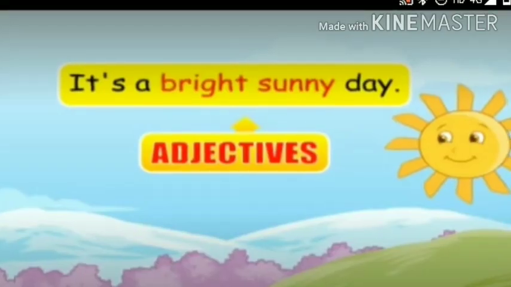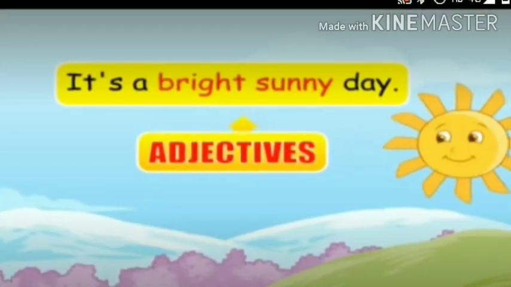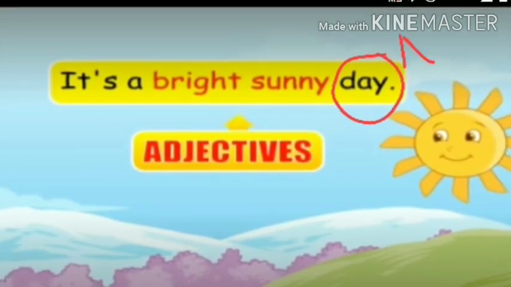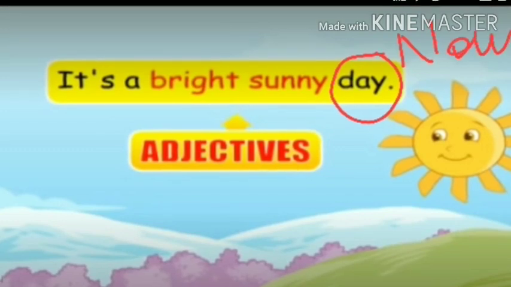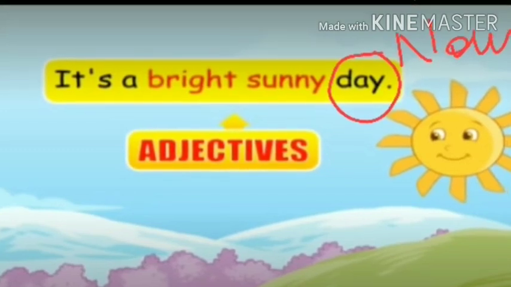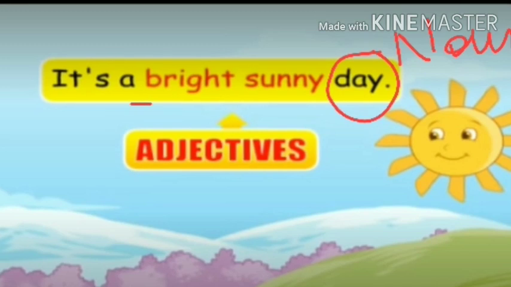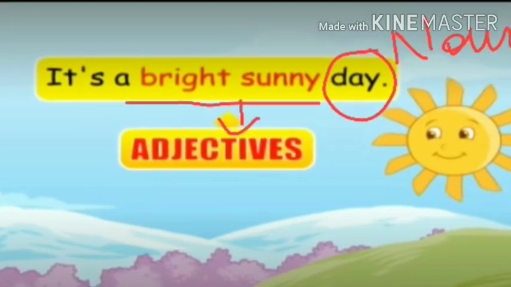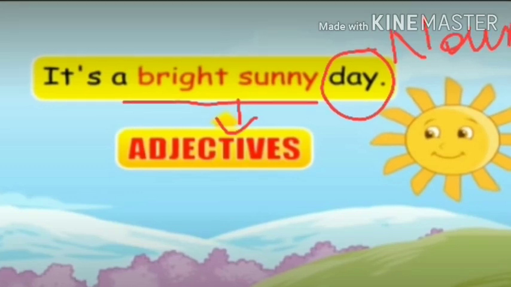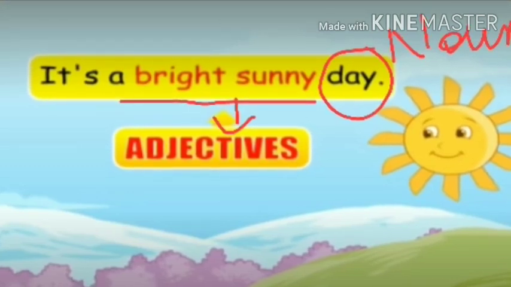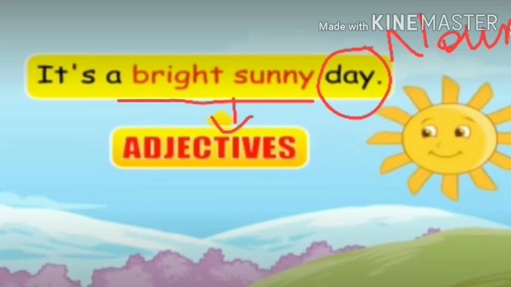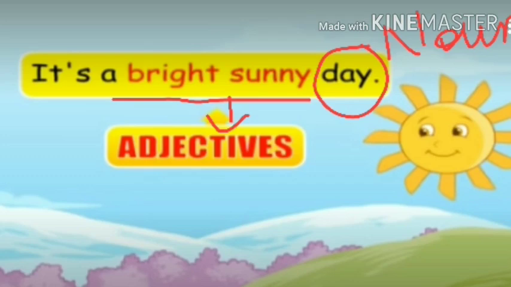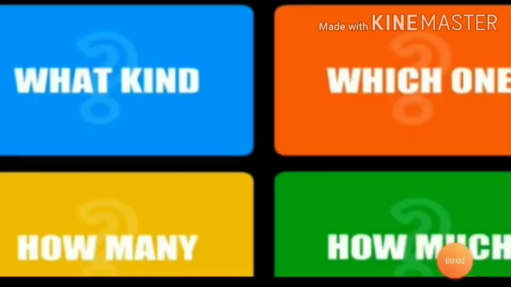It's a bright sunny day. So the noun here is day. This is a noun. Which kind of day? It's a bright sunny day. So bright and sunny are the adjectives. So we see there are two adjectives here which are describing the noun day, bright day and sunny day. So children, the words which describe a noun are called adjectives.